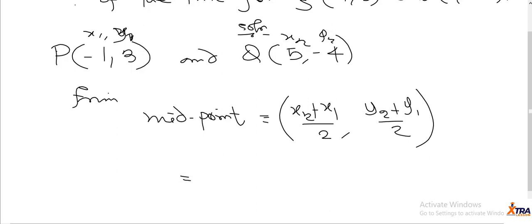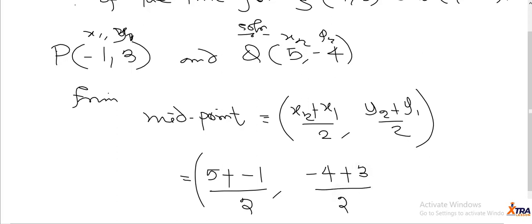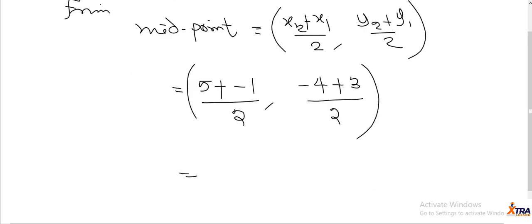So we have x2, 5 plus x1, x1 is -1, that will be 5 plus -1 over 2, and y2 is -4 plus y1 which is 3, so we have -4 plus 3 over 2. So this equals 5 minus 1 over 2, and -4 plus 3 over 2.